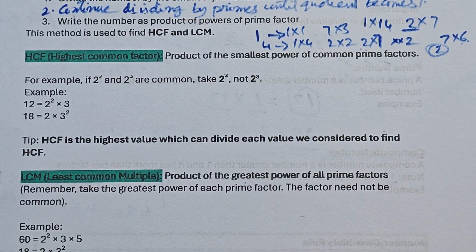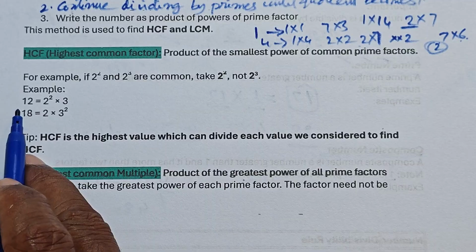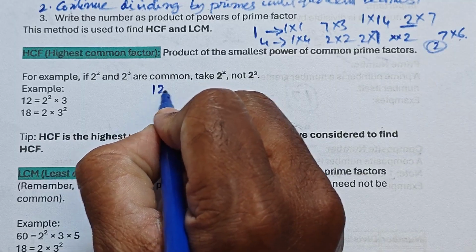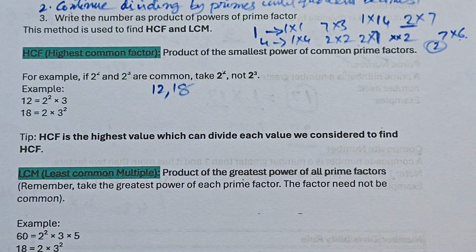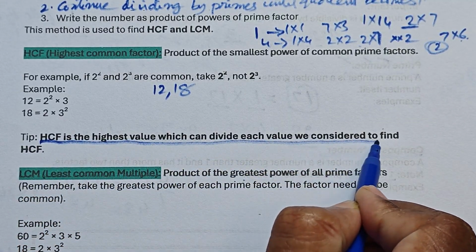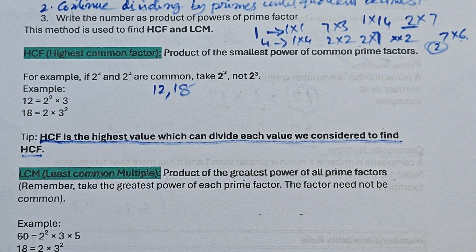Okay, the next part is finding the highest common factor. If there are two numbers given to you, like say here I just took 12 and 18. We can take any numbers, but I'm just taking 12 and 18 for simplicity. What is the highest common factor? Remember, the highest common factor means the highest number that can divide both 12 and 18. Remember this. The highest common factor is the highest value which can divide each value we consider.